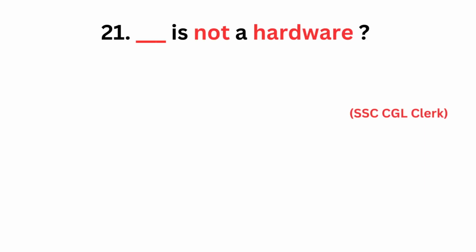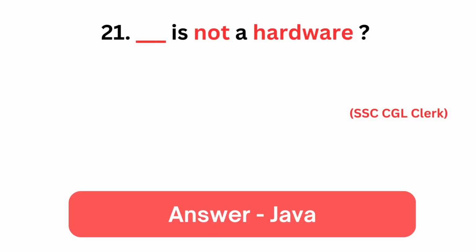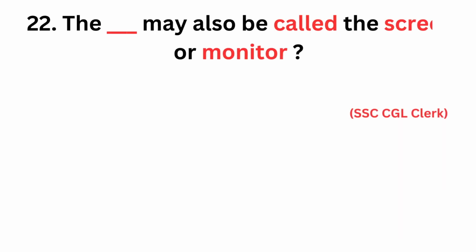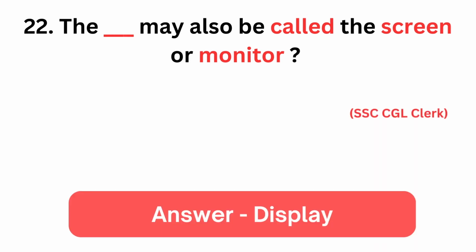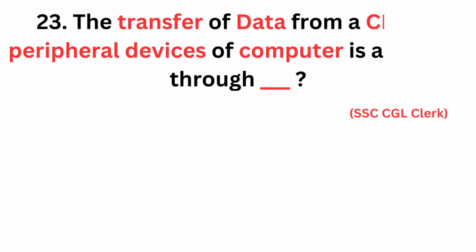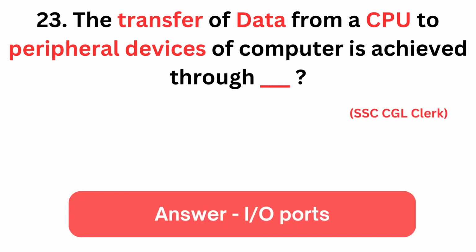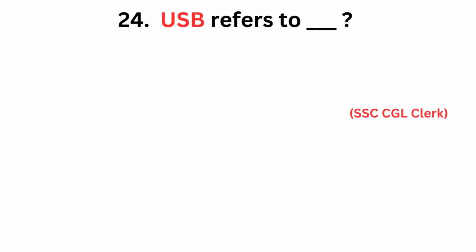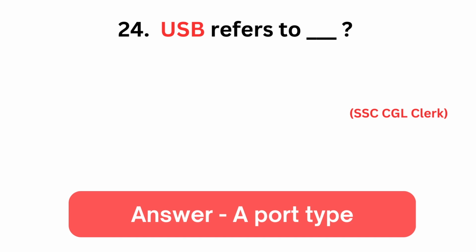What is not hardware? Java. The display may also be called the screen or monitor. The transfer of data from a CPU to peripheral devices of computer is achieved through what? I/O ports. USB refers to what? A port type.